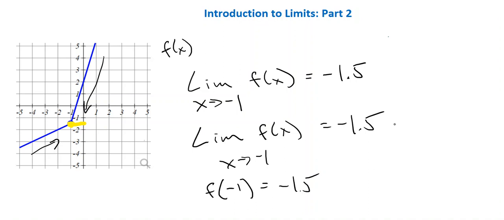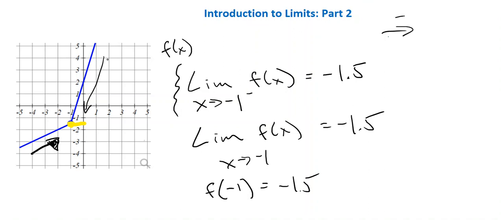Now, what I did not do in the previous video that I'm going to do now is be a little more specific. As we are approaching the x value from the left, I'm going to call that a left-hand limit. So right here, we were approaching from the left. So this is a left-hand limit. And to show you that this is a left-hand limit, I'm going to put a little minus sign right up here. That means we're approaching from a negative value, or from the left.